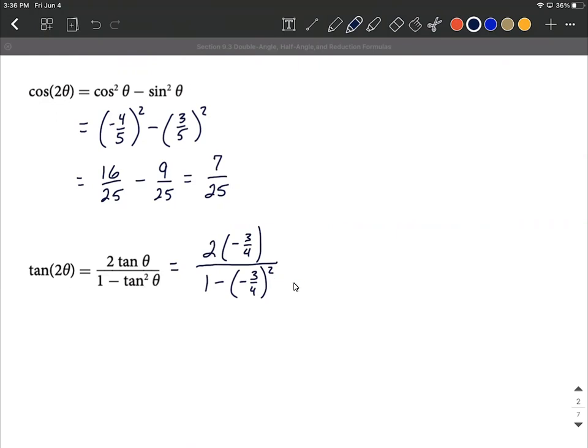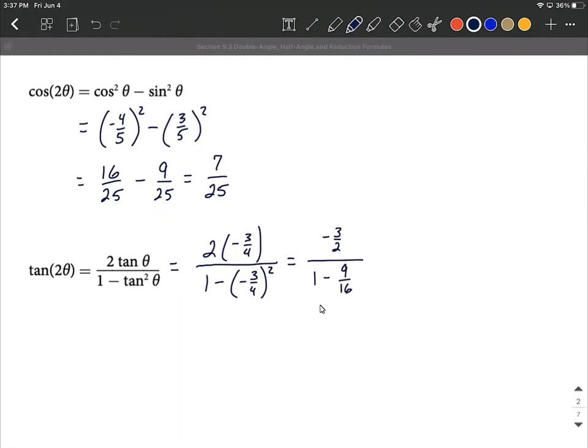All right, for the rest of the reducing down here, let's multiply 2 times negative 3 over 4. That's going to give us negative 3 over 2. And then in the denominator, that's 1 minus, and when we square that negative, that means 2 copies of this negative multiplied together, so I'm going to get 9 over 16.